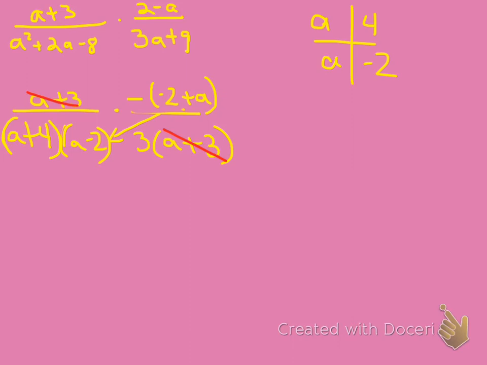So now I can. So now these two cancel. But don't forget that one right there. We have a negative left over. So what is in the numerator? Just a negative, and so it's a negative 1. In the denominator, we have a 3 and an a plus 4. I think that's it, right?